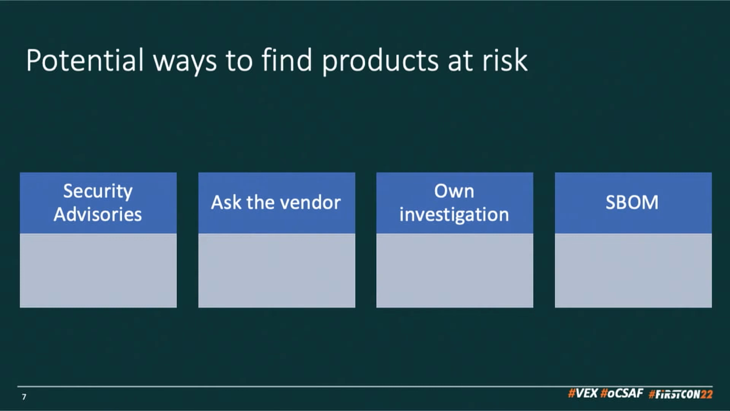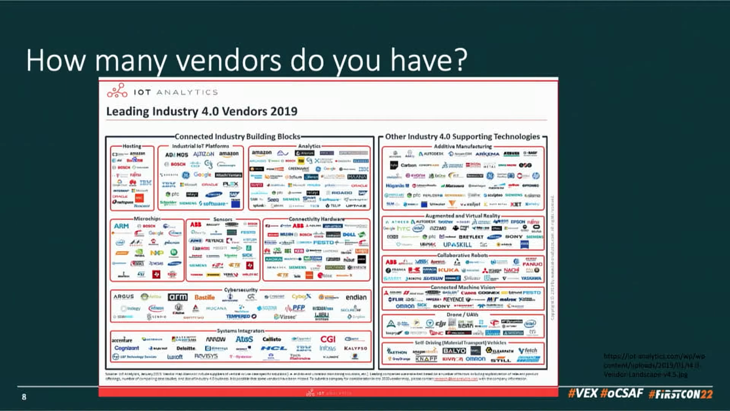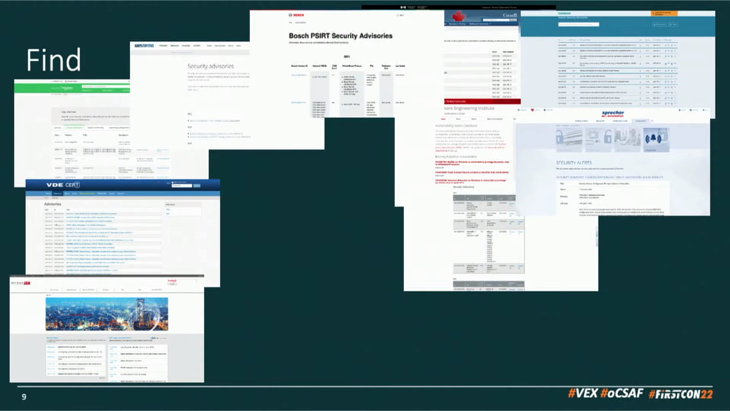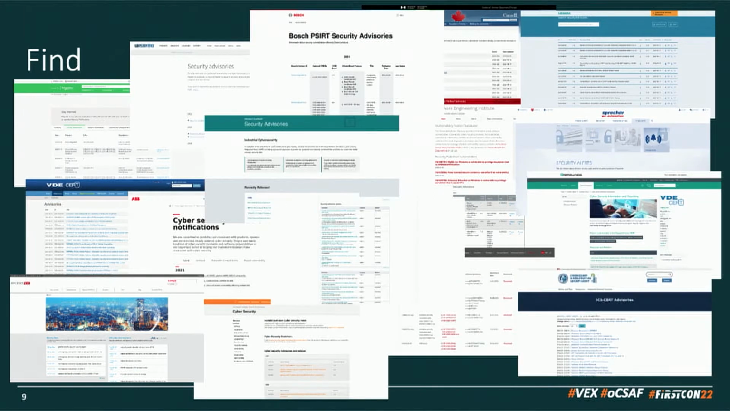And now you need to know where to find that information and potential ways to find out about products at risk or security advisories. You could ask your vendor, you could do your own investigation, or you could have a look at your SBOM. And if it comes to that, you want to know how many vendors you have, since you have to check all of them and all of their products. So if we are going to look onto their websites, it probably looks more or less like this. You've got a really lot of websites which you have to go to.